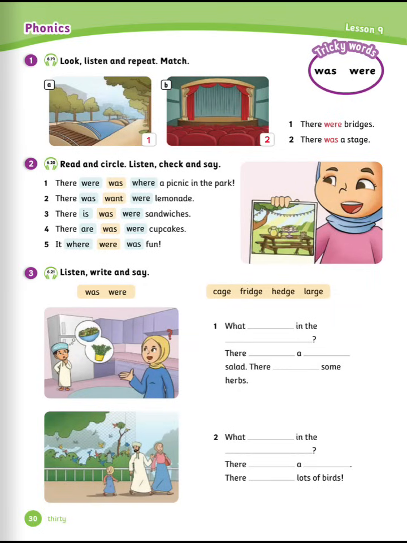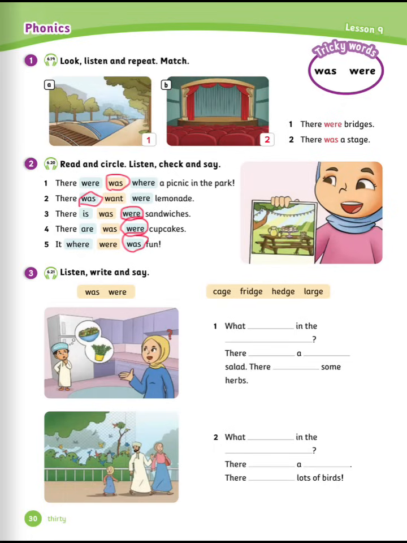There was a stage. Exercise number 2. Read and circle, listen, check and say. Let's see the answers. Number 1. There was a picnic in the park. Number 2. There was lemonade. Number 3. There were sandwiches. Number 4. There were cupcakes. Number 5. It was fun.